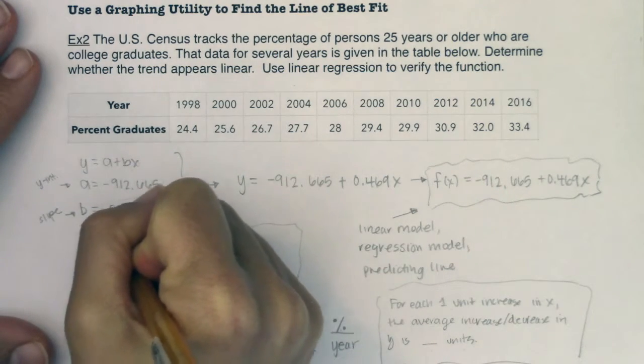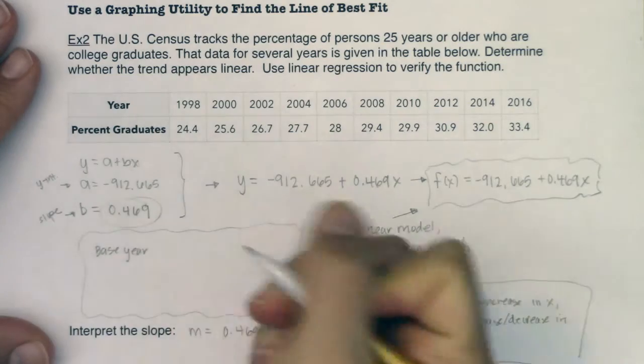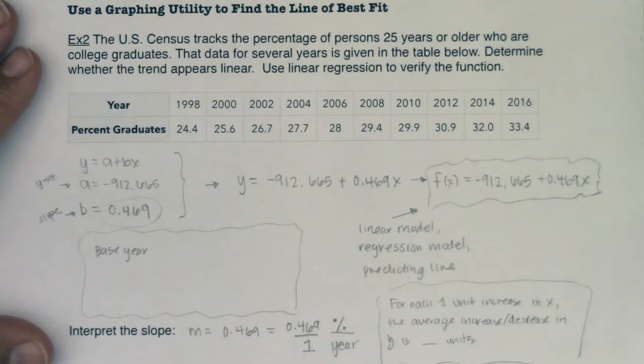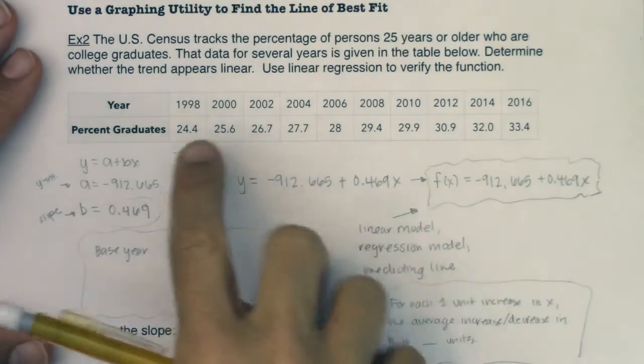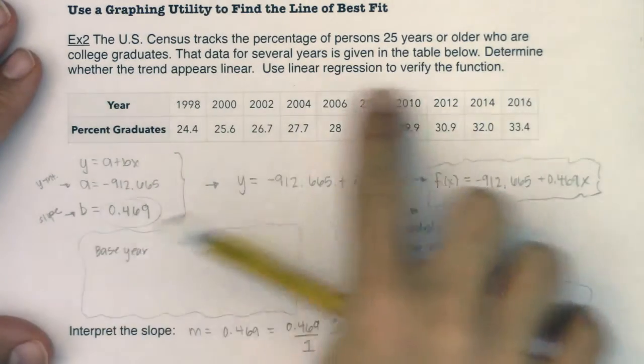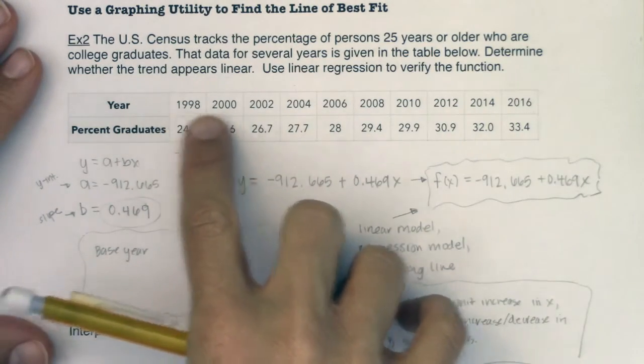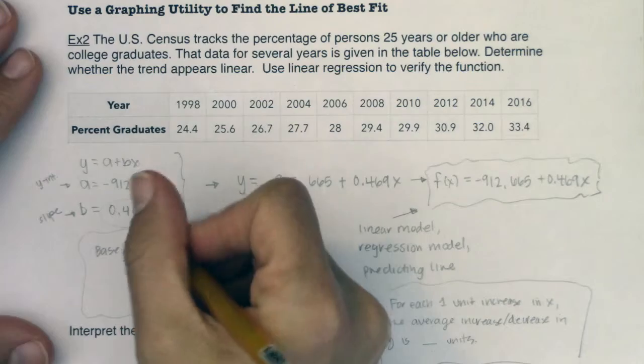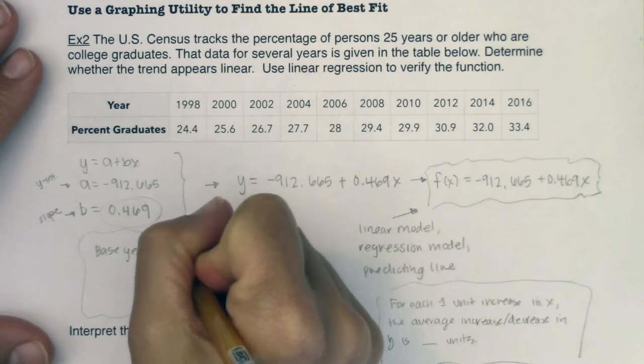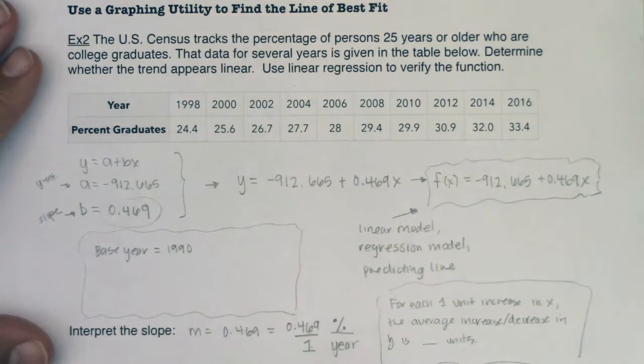So you'll hear me talk about a base year. Sometimes I'll give you one. Sometimes you can pick one on your own. And so for now, let's just pick one on our own. We want to reset these years to just be represented by smaller numbers. So for example, I'm going to pick my base year to be 1990. And you do not have to pick 1990. You could literally pick any year. You could pick 1900, 2000, or 1998, but I'm going to go with 1990.